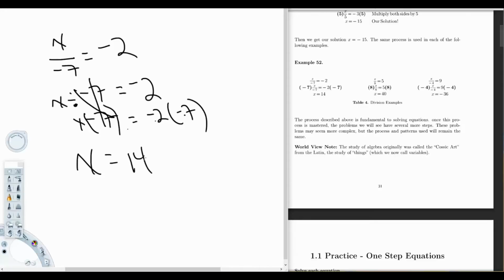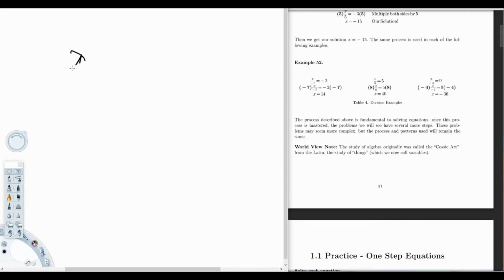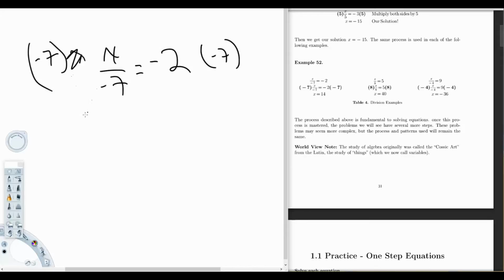Yeah, that looks right. Let's do it like they did in the book, shall we? x over negative 7 equals minus 2. To eliminate this, you have to multiply by negative 7, right? So that becomes negative 7x, right? Because you're multiplying this by this, right? Because this is really 1, right? So do you know what I mean? The denominator is 1. So equals 14.